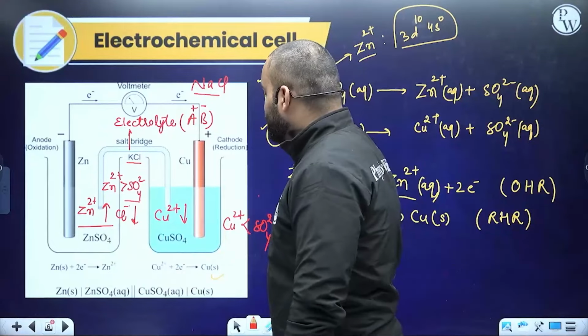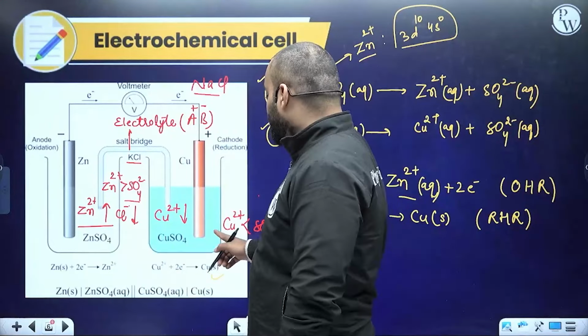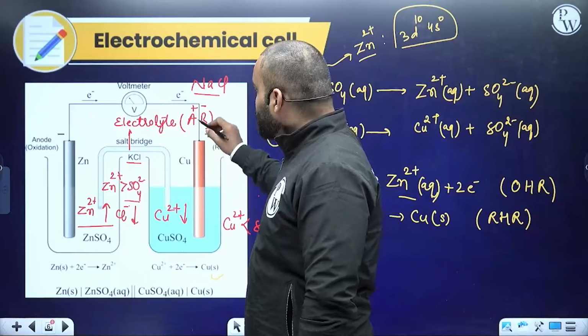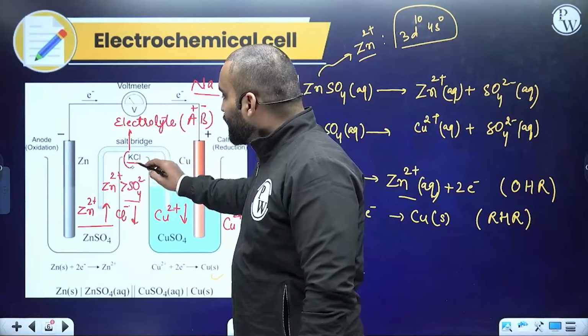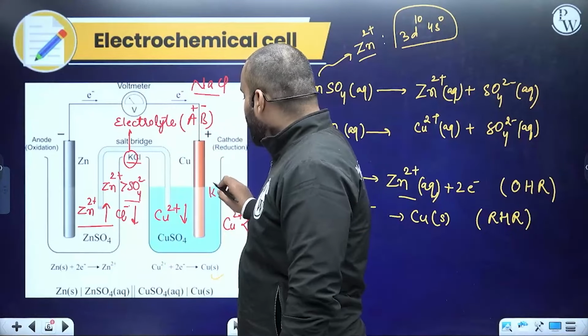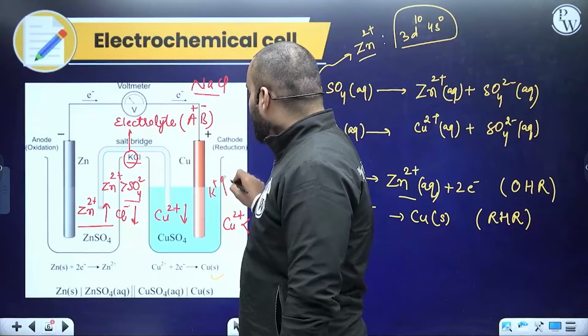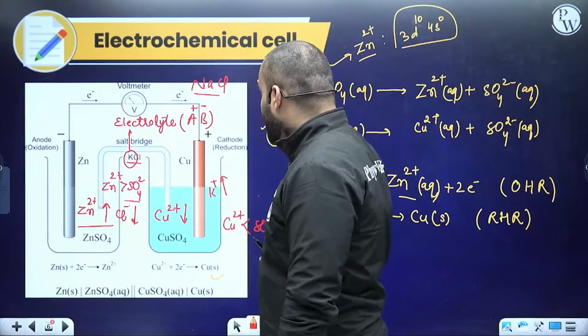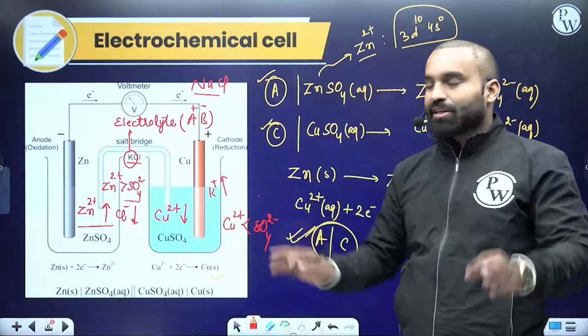And on this side, I have copper 2 plus less in amount, so I will be adding K plus from here. So K plus will start getting increased over here. And how many do I need here for sulfate? Two of these potassium every single time.